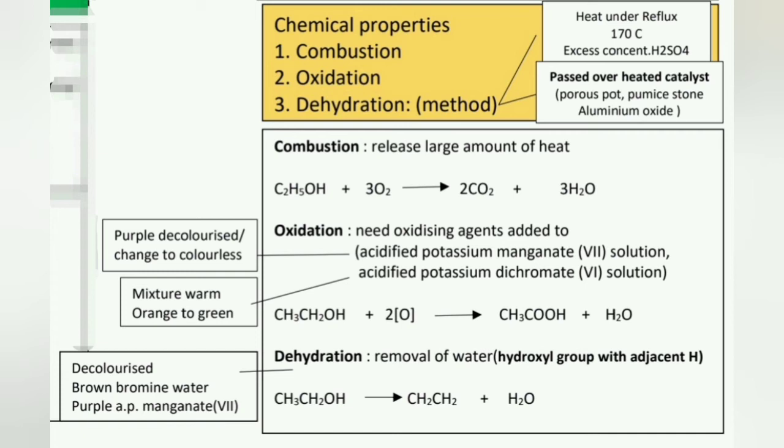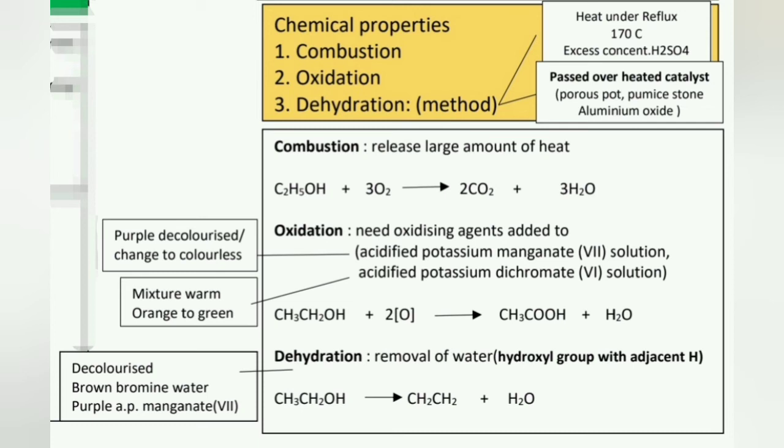The dehydration of ethanol produces ethene. The elimination of a molecule of water results in the formation of a carbon-carbon double bond. The hydroxyl group is removed together with a hydrogen atom from an adjacent carbon atom. The ethene produced can be detected by the following tests. Number 1, it decolorizes brown bromine water. And number 2, it decolorizes purple acidified potassium manganate(VII) solution.